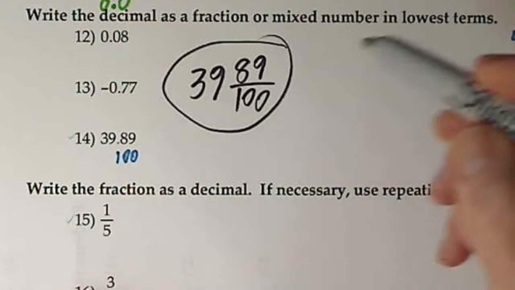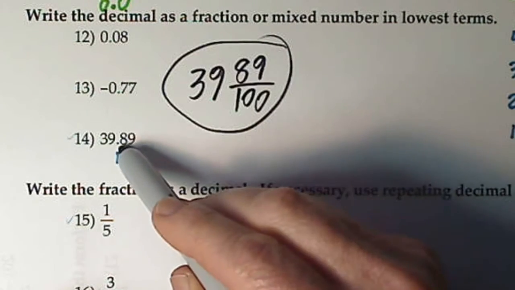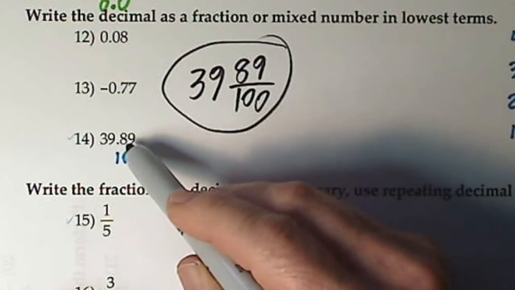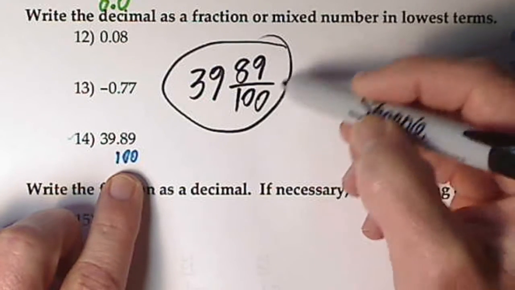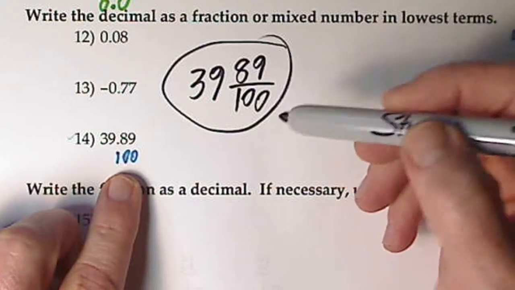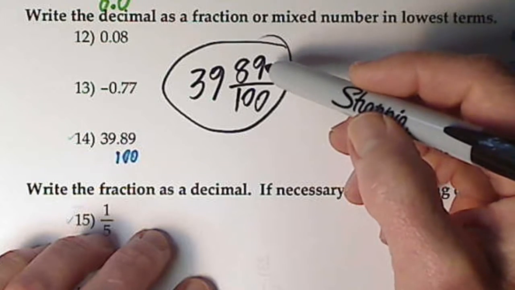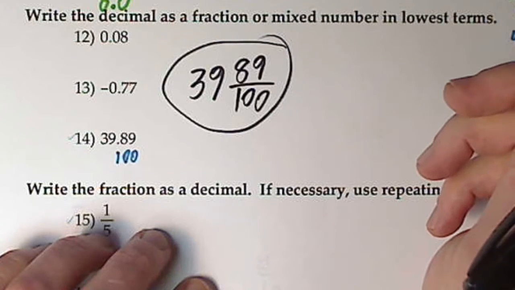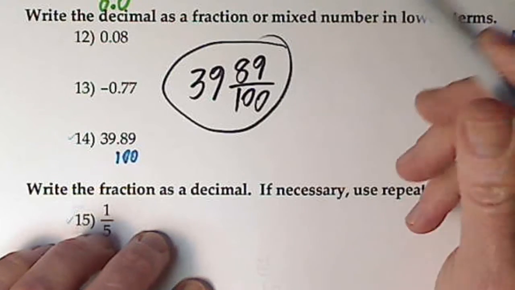Okay. If I had 39 and, let's say, 85 hundredths, if I had 85 hundredths sitting here, I would be able to reduce that, right? Because 5 would go into 85 and 5 would go into 100. But in this case, 89 is a prime number, so we can't reduce this at all.